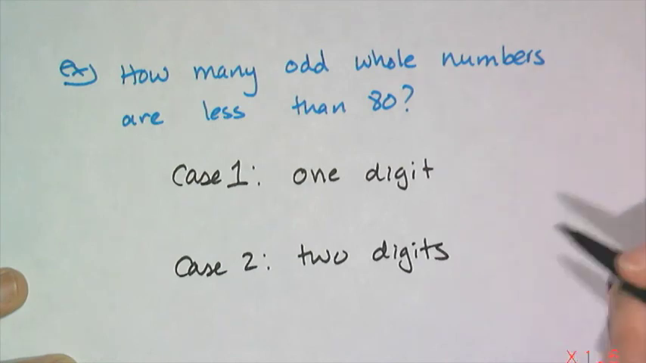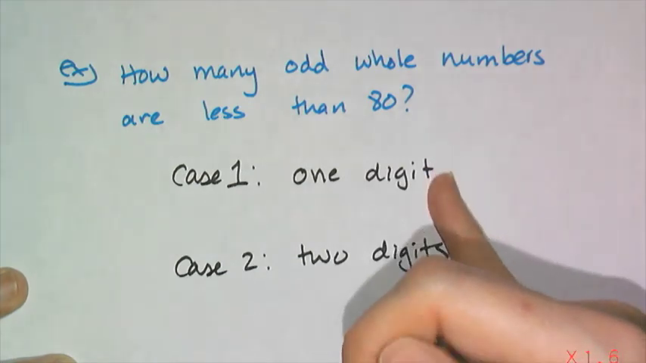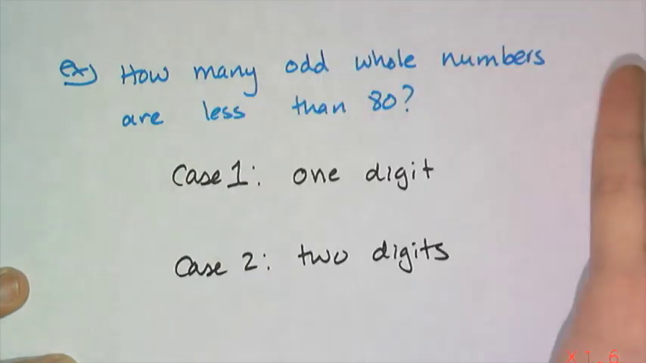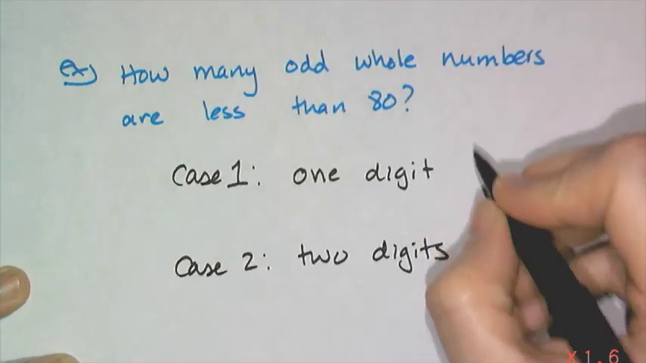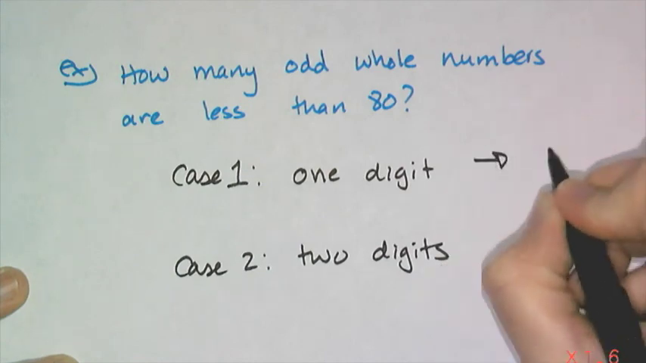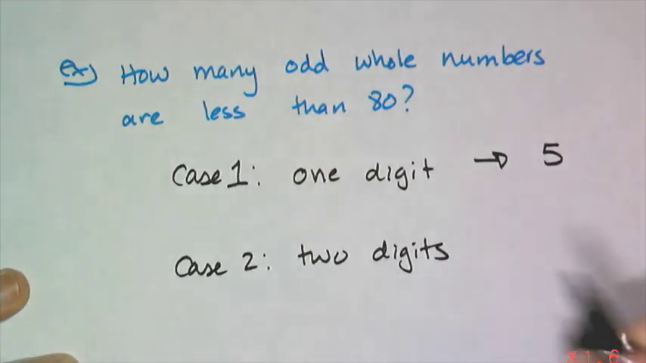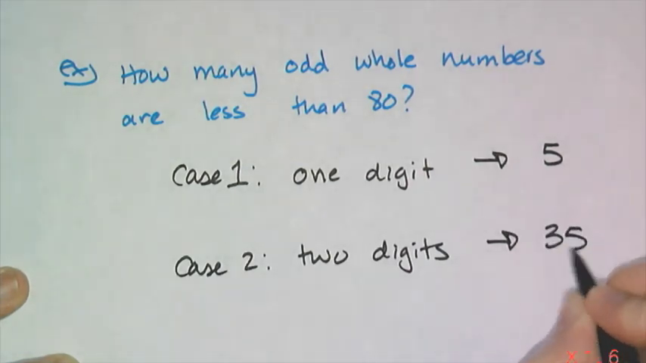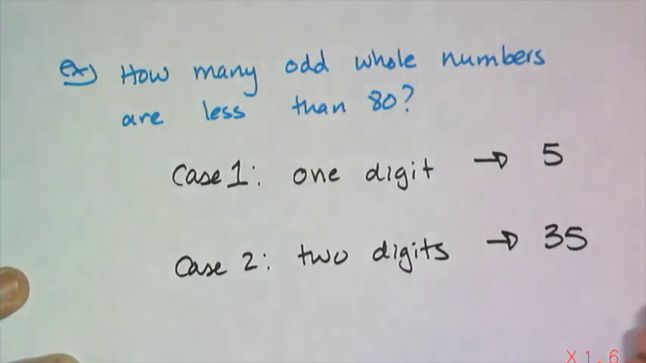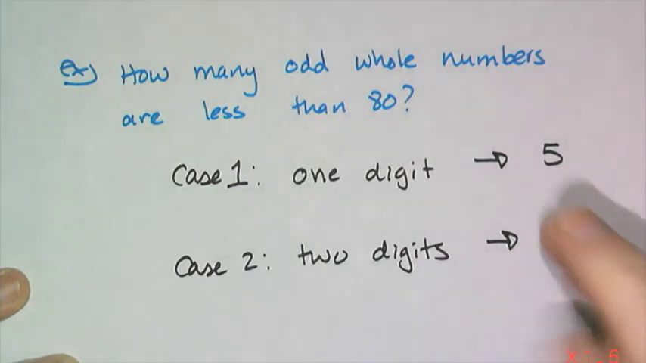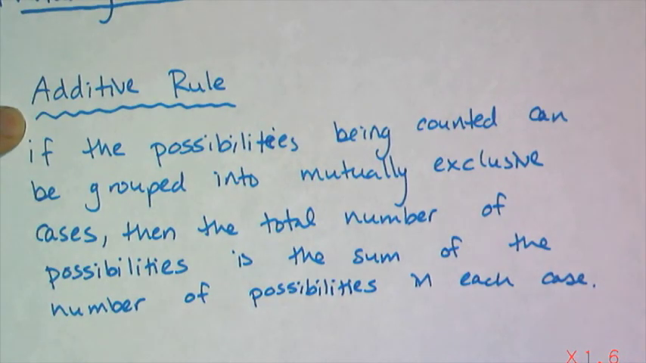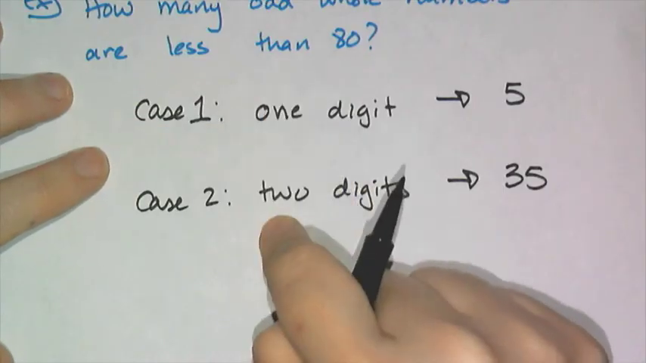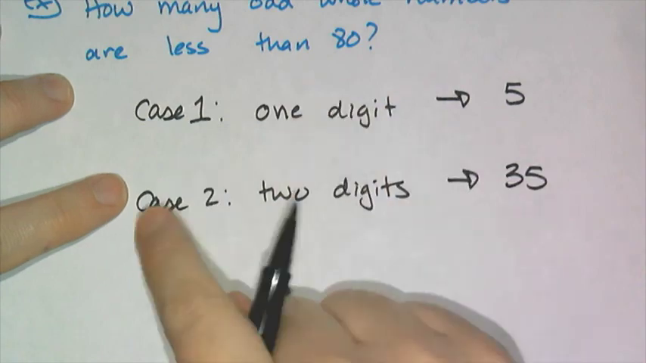So then I just have to figure out how many one-digit numbers there are, and then how many two-digit numbers there are that fit these criteria, and then I just add them together. So in this case, there are only 5 one-digit odd numbers, and from the previous example, I had that there were 35 two-digit odd whole numbers. And so then, because of the additive rule for mutually exclusive events, I have two mutually exclusive cases, the case of the one digits and the case of the two digits.